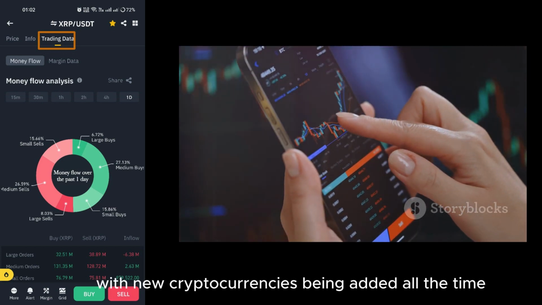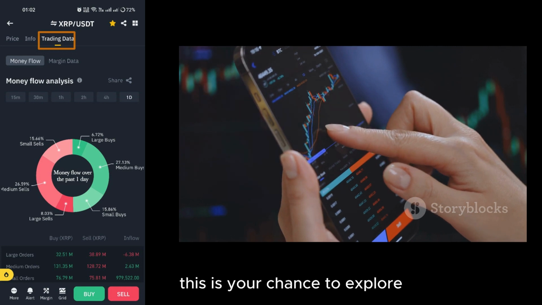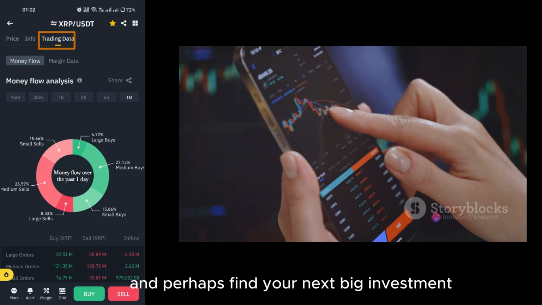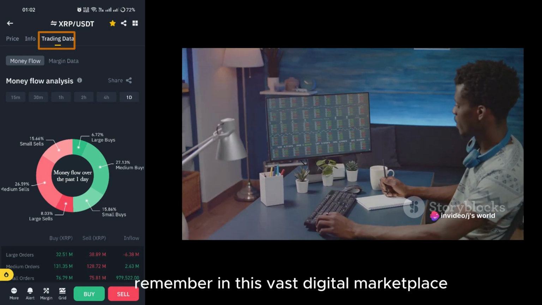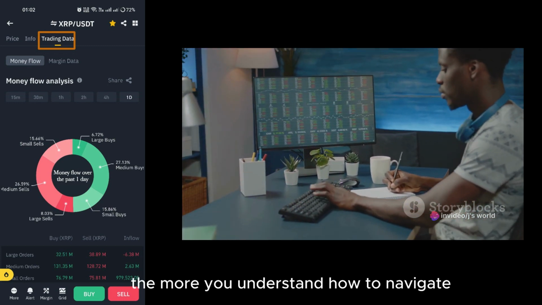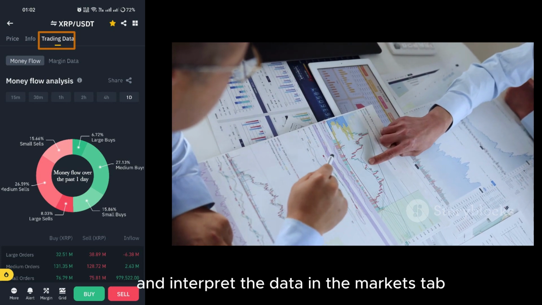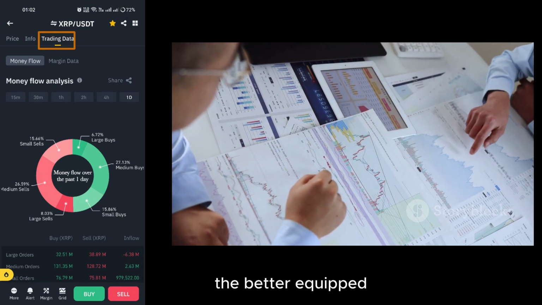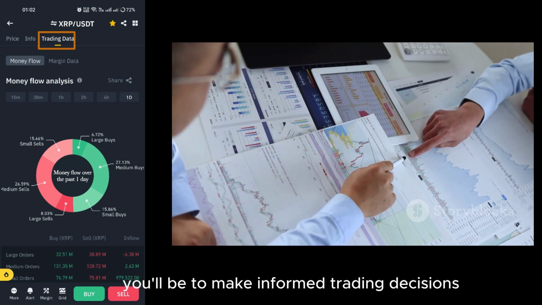With new cryptocurrencies being added all the time, this is your chance to explore and perhaps find your next big investment. Remember, in this vast digital marketplace, information is power. The more you understand how to navigate and interpret the data in the Markets tab, the better equipped you'll be to make informed trading decisions.